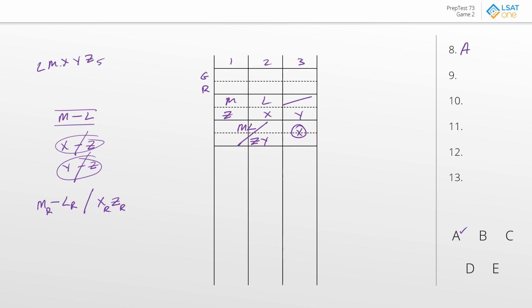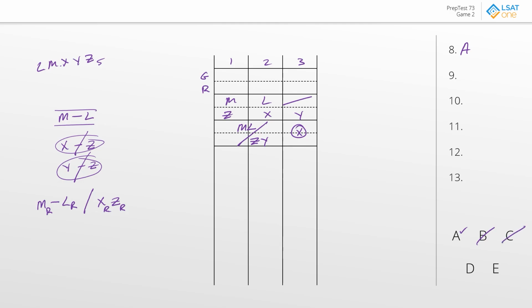So you could have had X in the rows room as well. That could have happened. Answer choice C, X is in the same room as Y. And yeah, that could easily happen. If you put M and L on top, then you could have ZYX in the rows room.